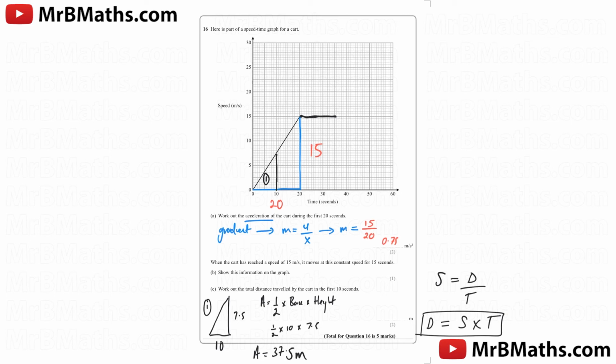Let's say, for example, this question asks you to find it for the entire journey. So up until this point here, you would have this larger triangle. You have to break it down into sections, this larger triangle, and then this rectangle section here. Okay, but in this case, it only asks for the first 10 seconds. So we only had that small triangle that I initially completed.